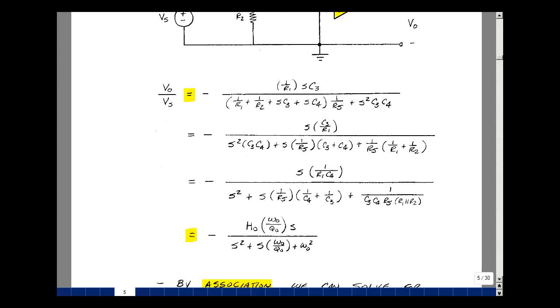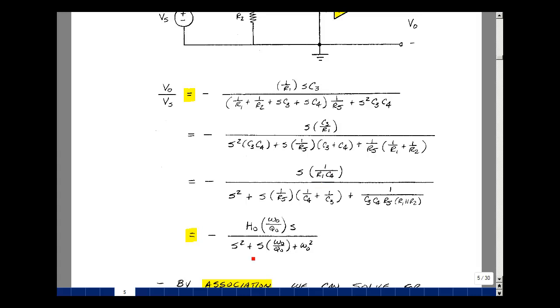Our standard form has a 1 in front of the S squared, so let's divide through by C3, C4. That gives me a 1 times S squared. And dividing this into here, I have 1 over R5, and then C3 divided by C3, C4 is 1 over C4. And then the same thing here, dividing through here, I get 1 over C3. And then dividing this term by C3, C4, I've got this term here, and this is really the reciprocal of the parallel combination of R1 and R2. Likewise, dividing the numerator by C3, C4, the C3s cancel, and I get 1 over R1, C4.